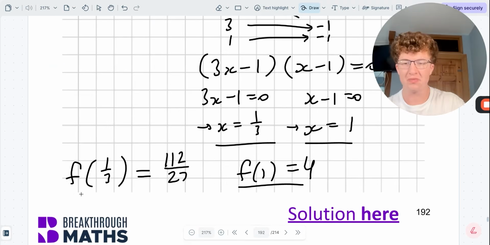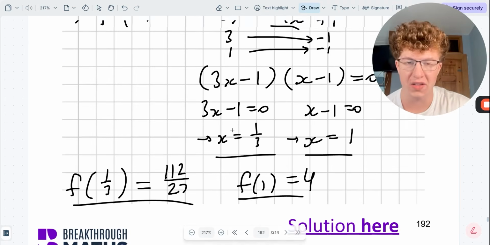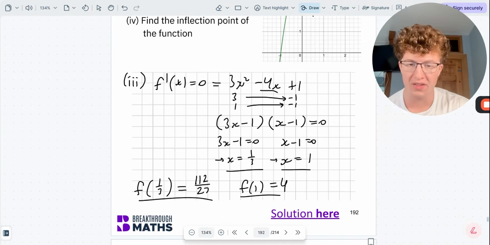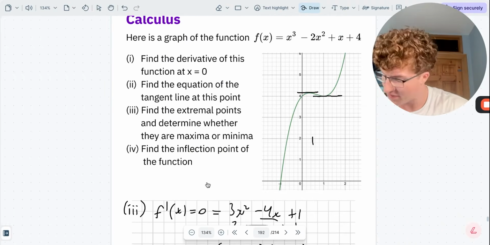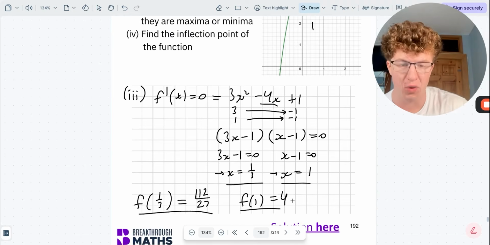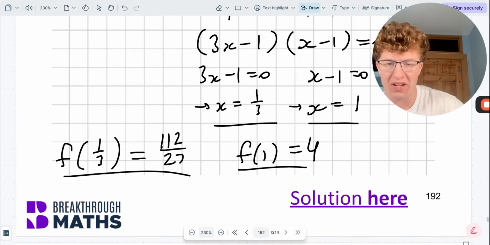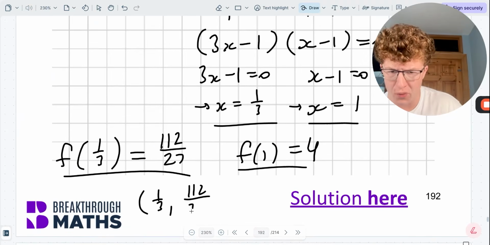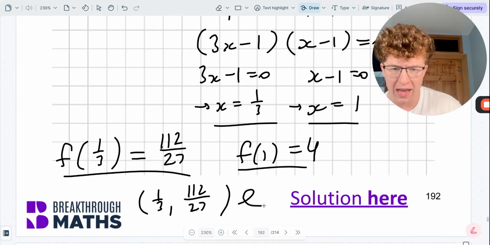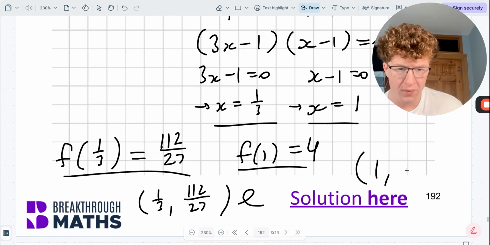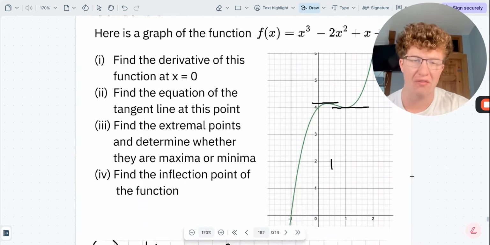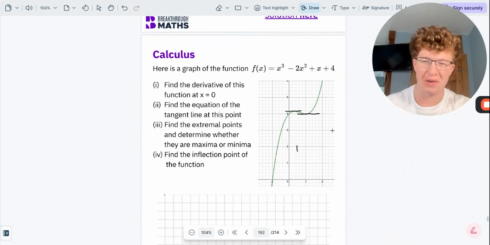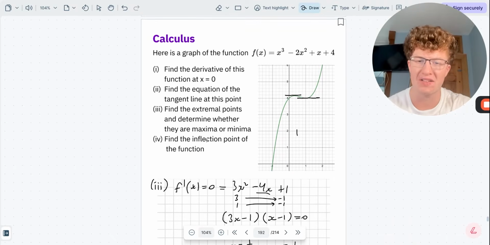So, after we got the two x values, when we fill these into the original function, we get 112 over 27, and f of 1 is 4. So our extremal points are (1 over 3, 112 over 27), and I'll draw it over here, (1, 4). And if we look at our graph roughly, they are kind of thereabouts. You can kind of see them anyway. But then we want to determine whether they are maxima or minima.